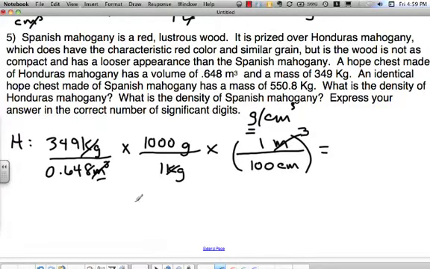All right? So I'm going to take care of my numerators first. 349 times 1,000 equals, divided by, I'm going to put this in parentheses, 0.648 times 100 caret 3 for cubed, close parentheses, and my answer is 0.549 grams per centimeters cubed. All right?